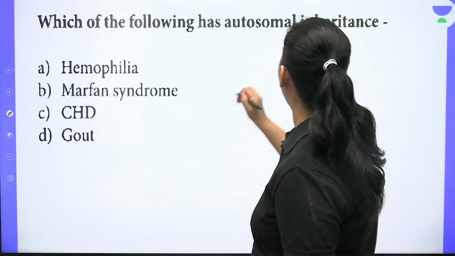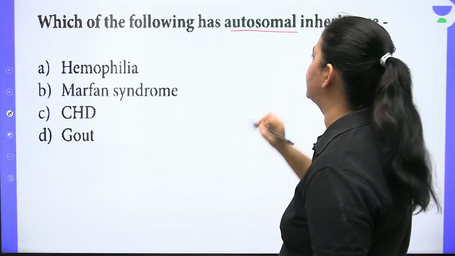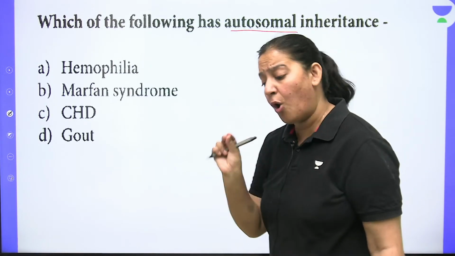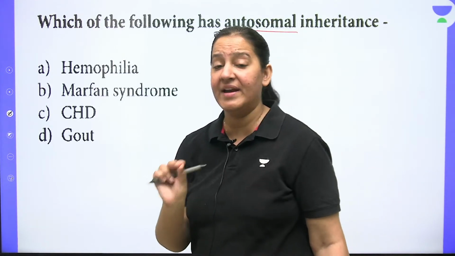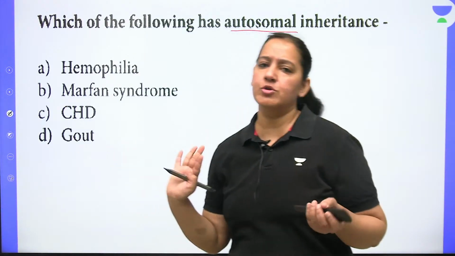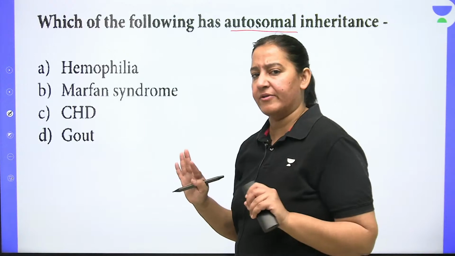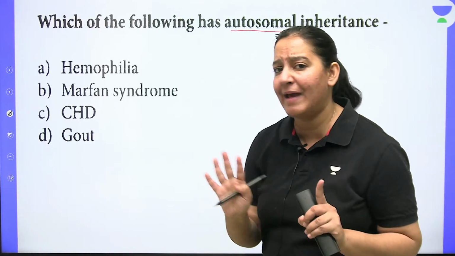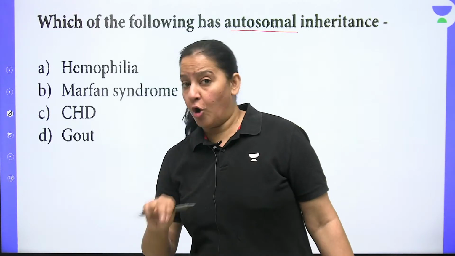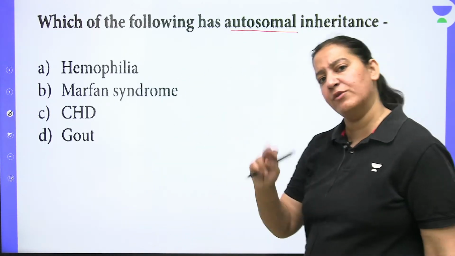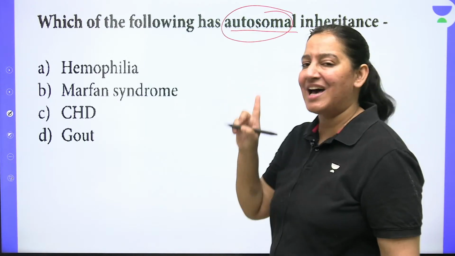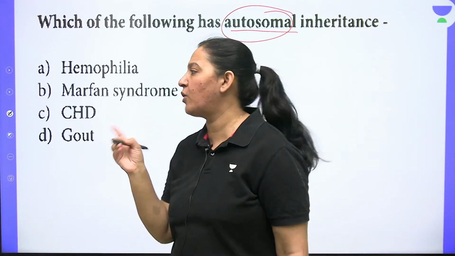Which of the following has autosomal inheritance? I'm not saying dominant or recessive, so consider both. I want to ask autosomal inheritance. It should not be sex linked, it should not be X linked. So any autosomal will work. It can be dominant, it can be recessive, but it should be autosomal. So out of the 5 mnemonics, apply the first 2. Autosomal dominant you apply, autosomal recessive you also apply. Any autosomal will work for this question, because the examiner has not mentioned whether it is dominant or recessive.